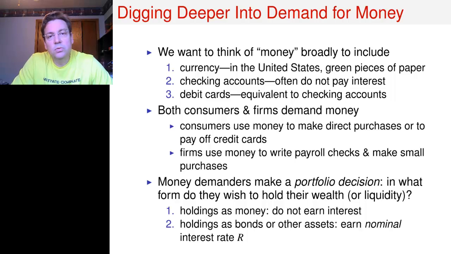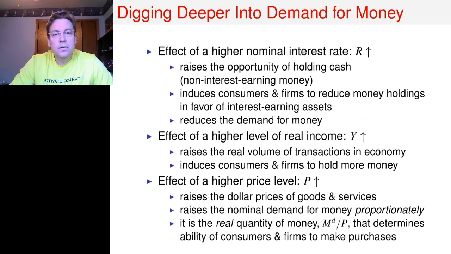On the other hand, if they hold it in bonds or other assets, then those holdings earn a nominal interest rate, capital R. So then we can ask, well, what's the effect of a higher nominal interest rate? Well, remember, money is not earning any interest. Bonds earn this capital R. So if R goes up, that raises the opportunity cost of holding cash. That's going to induce firms and consumers to substitute out of money in favor of interest-earning assets, and that reduces the demand for money.